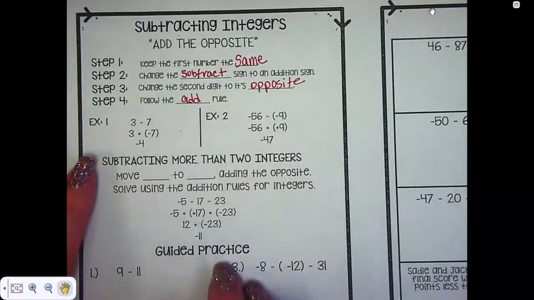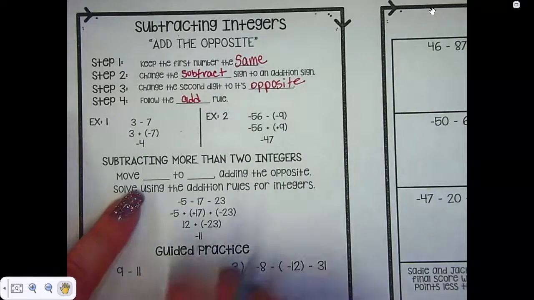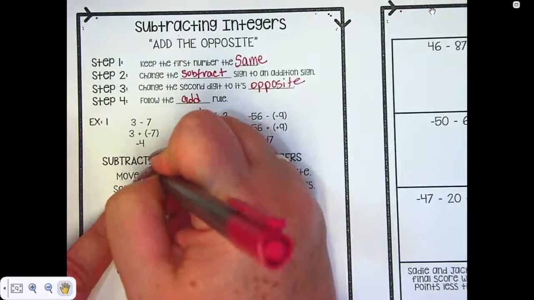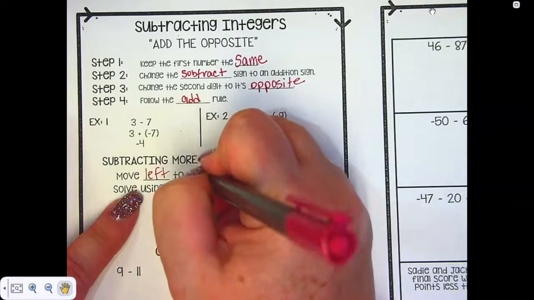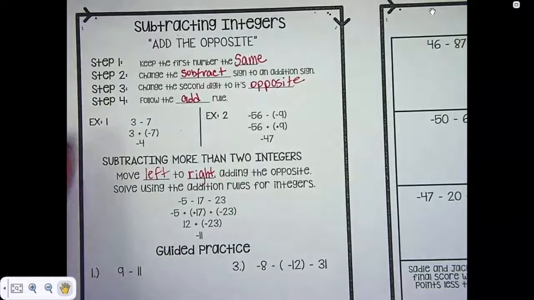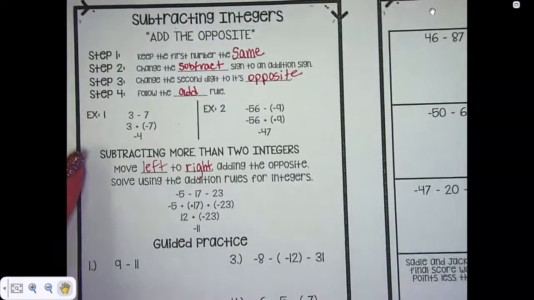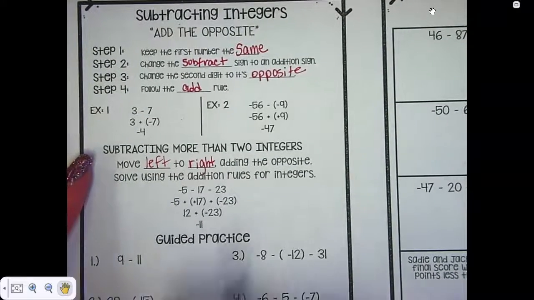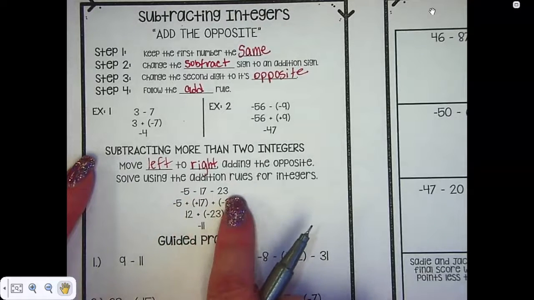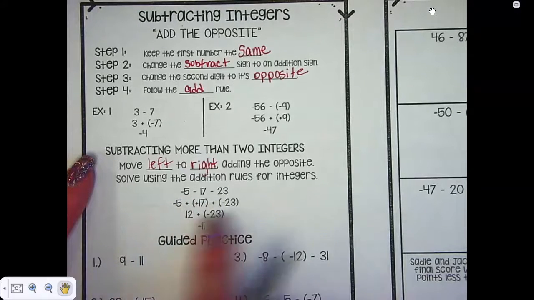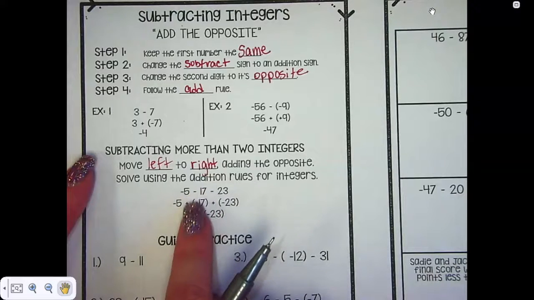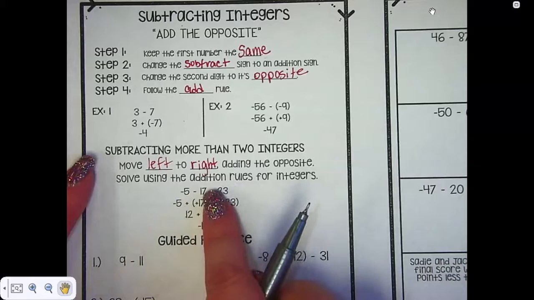So if you are subtracting more than two integers, you move left to right. Left to right. Adding the opposite. Solve using the addition rules for integers. So if this problem is negative 5 minus 17 minus 23, we're going to work left to right. Keep the negative 5, negative 5. Change the subtract to add.